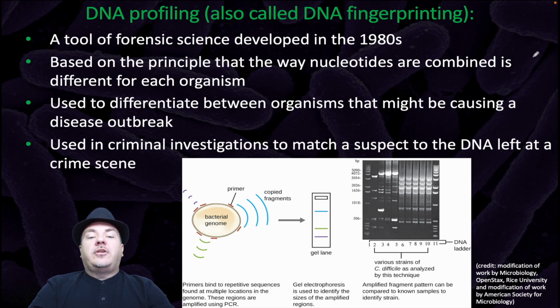It is used to differentiate between organisms that might be causing a disease outbreak, and is used in criminal investigations to match a suspect to the DNA left at a crime scene. In DNA profiling, primers bind to repetitive sequences found at multiple locations in the genome. These regions are amplified using PCR. Gel electrophoresis is used to identify the sizes of the amplified regions, and the amplified fragment patterns can be compared to known samples to identify the strain.